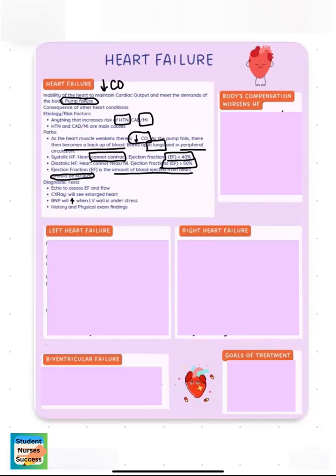Now, diagnostic tests to check for heart failure or to test and diagnose heart failure include the echo, x-ray, a BNP, and history and physical exam. An echo is an ultrasonic picture, and it's used to assess ejection fraction and flow through the heart. So we can see if flow is not moving through the heart, and we can see how much blood is being pumped out of the heart.